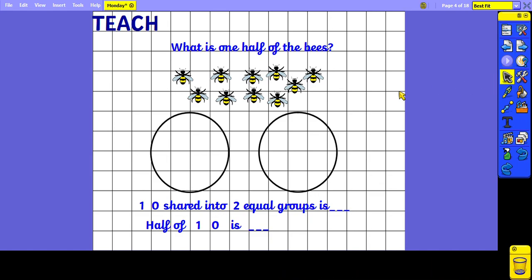Here we are finding 1/2 of a quantity. And the quantity we're starting off with here is 10 bees. So we're going to be looking to find 1/2 of 10. And we're going to do that by sharing the 10 bees equally between two groups. So when we're sharing it out, we have to make sure that we're doing it fairly.